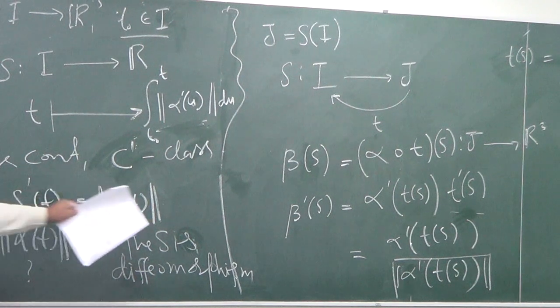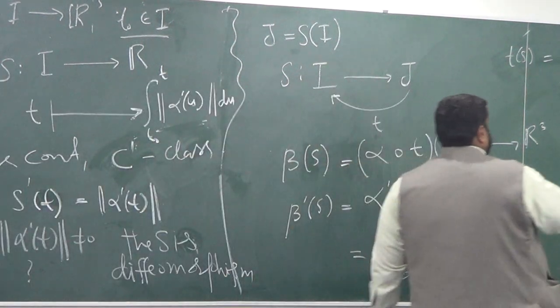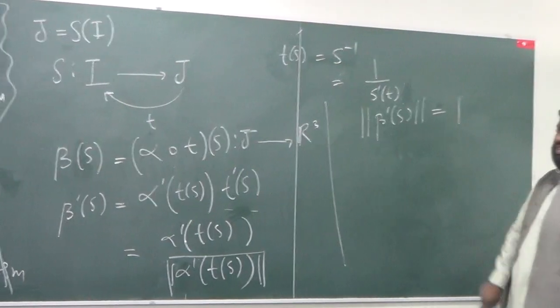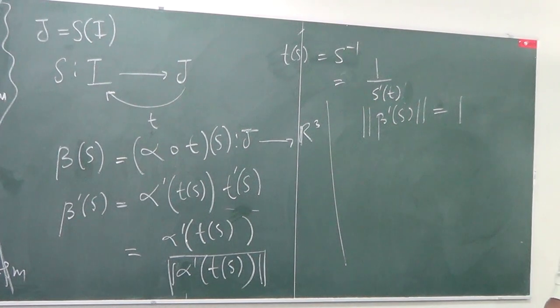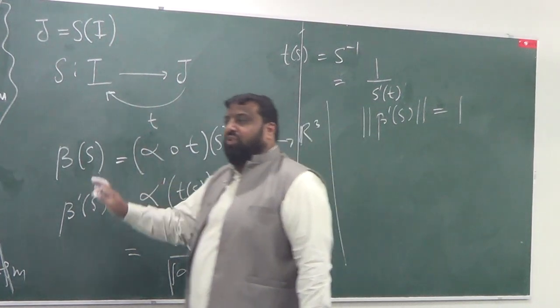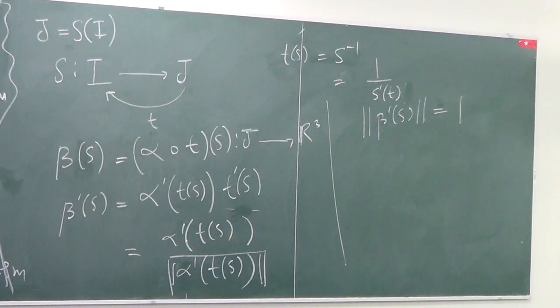Now, what's a good thing about this beta prime of S? Think about it. Now compute the magnitude of beta prime of S. What would that be? 1. Okay? So what is the moral of all this story? I don't know alpha. Some of it is 0, but because you have that here, we would have trouble here.